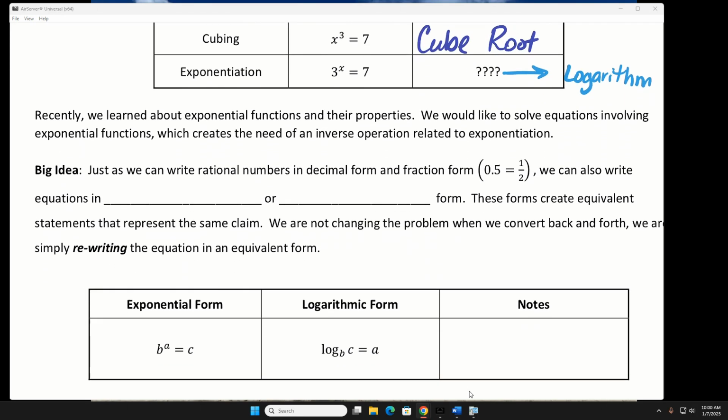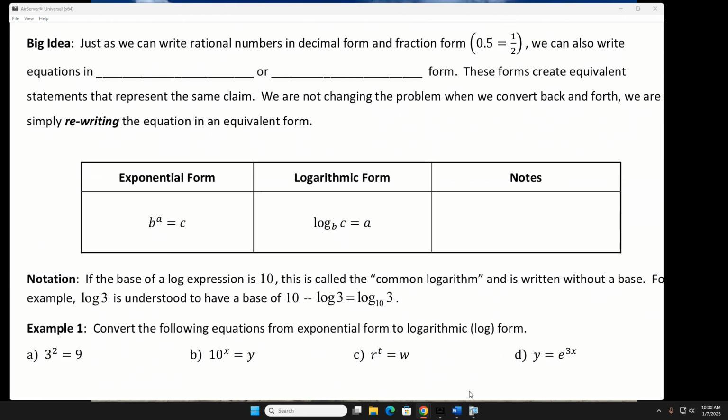Okay. And so one thing we're going to do is write these in different forms. So someone earlier, when I was expecting someone to say 1/2, they said 0.5, which was 100% right because 0.5 is just another way to write 1/2. And so logarithms is just another way to write an exponential equation. So we can also write equations in exponential or logarithmic forms.